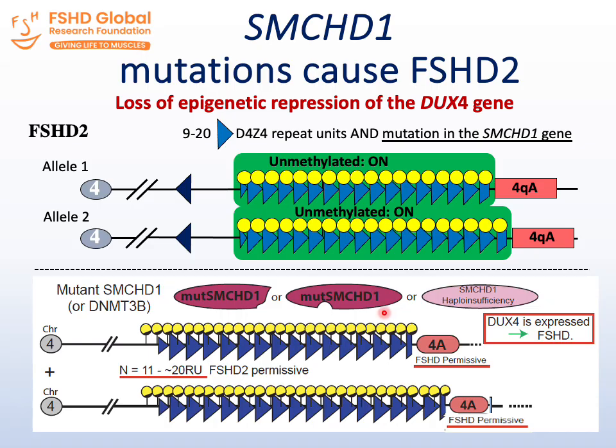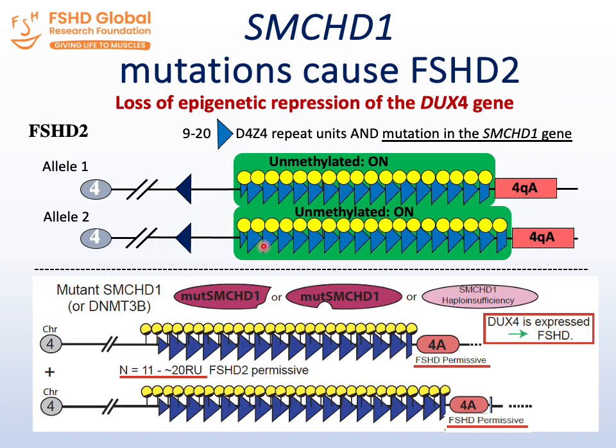Okay, and so in FSHD2 you have a mutation in the SMCHD1 gene, and there can be different types of mutations that lead to only part of the protein being made, or maybe a non-functional protein being made, or maybe the whole gene is deleted. These give you some different nuances to the type of epigenetic dysregulation, but the end result is DUX4 is going to be expressed and you get FSHD, as long, of course, as you have the 4A FSHD permissive subtelomere.